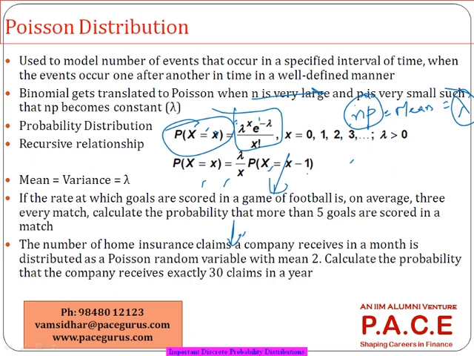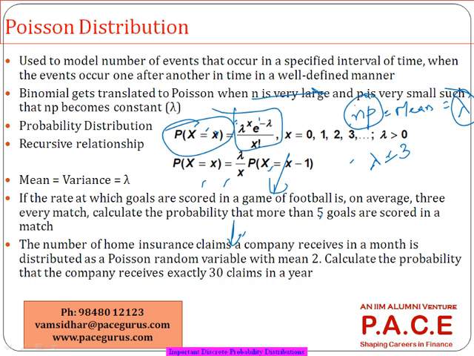So the constant is 3. So the lambda is equal to 3 here. 3 per match. What is the chance that more than 5 goals are scored in a match?